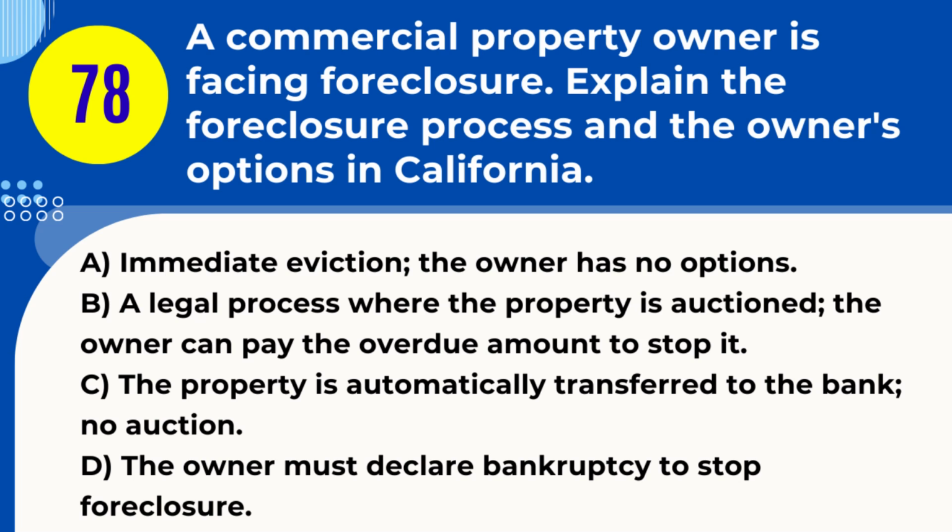Answer. B. A legal process where the property is auctioned. The owner can pay the overdue amount to stop it. Explanation. Foreclosure is a legal process where a defaulted property is auctioned. The owner can halt the process by paying the overdue amount plus costs.